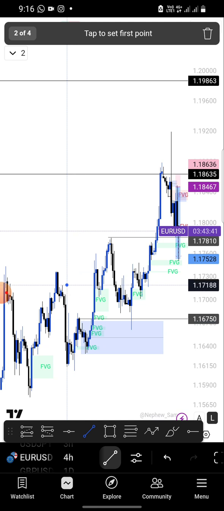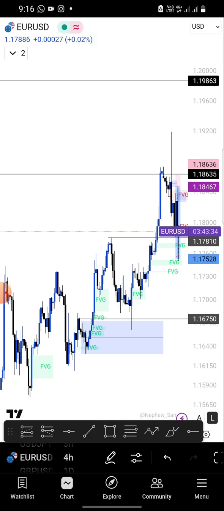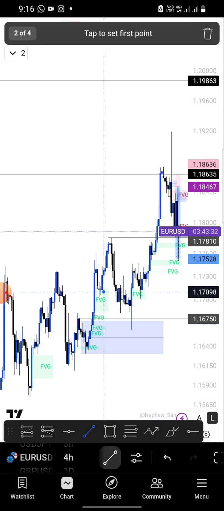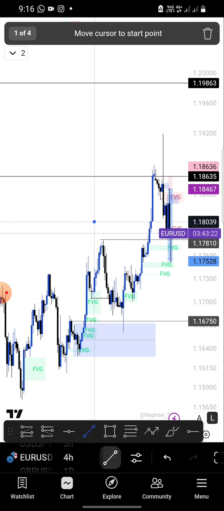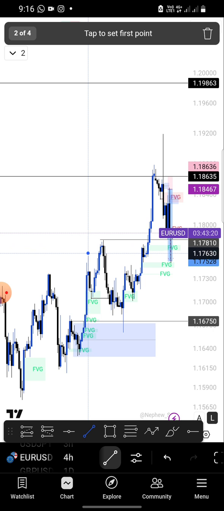You can see that after price broke above this high here, it gave us a pullback, this pullback here. Okay, then we got another breakout structure, this one here.